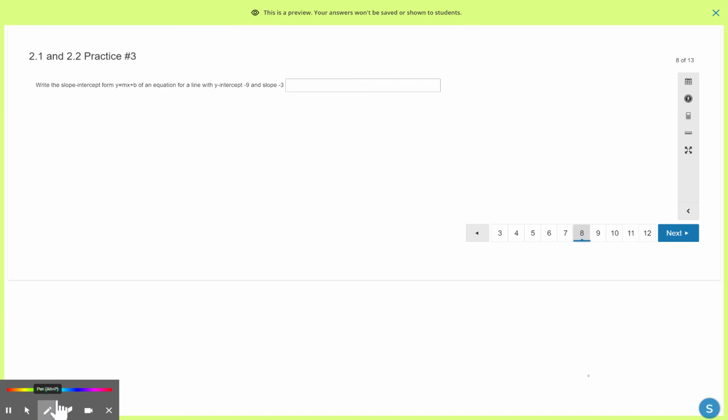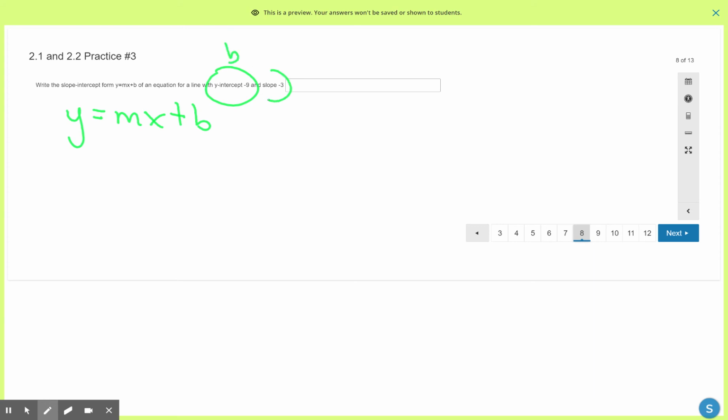For this problem, it's just knowing that slope-intercept form is y equals mx plus b. B is your y-intercept, your slope is m. So then it's just y equals -3x minus 9. If you do y equals -3x plus -9, that would be fine as well. I just don't write it that way.